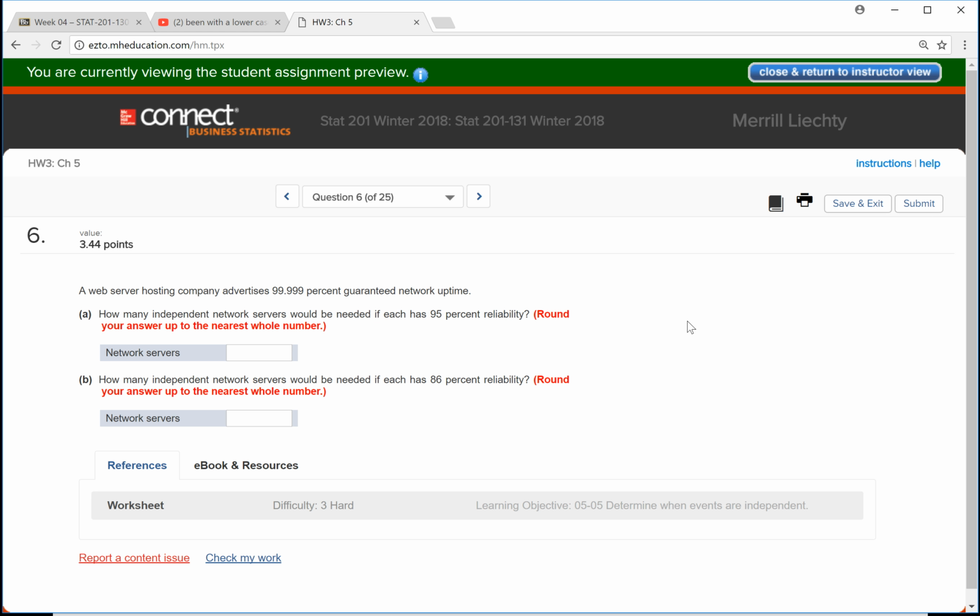Okay, a web server hosting company advertises 99.999% guaranteed network uptime. How many independent network servers would be needed if each has a 95% reliability? All right, so number 6, we have the probability that the network is running is 0.99999. I get that right? So 5 nines, right? So what does this mean? How does this work? We have individual servers, and the probability a server is working is 95%.